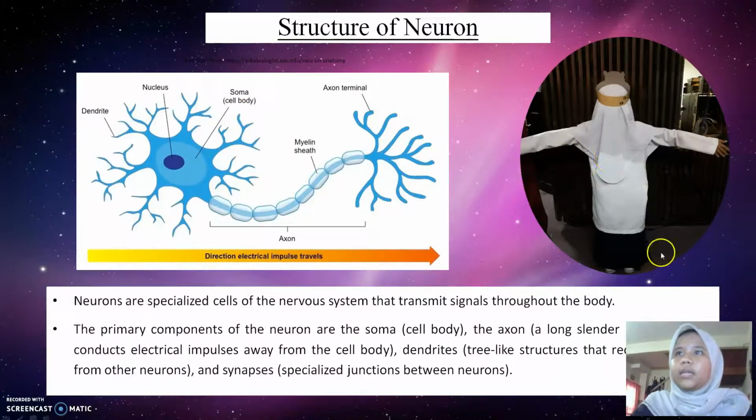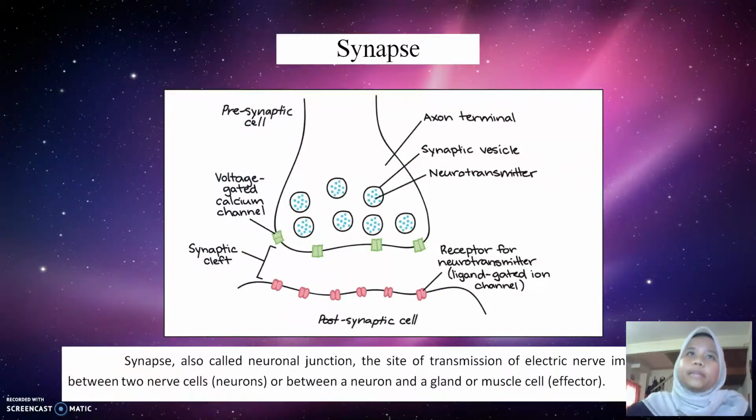So this is also the girl that I have chosen. I instructed the girl with the same instruction as the boy, to spread her arms. So this is the synapse. I will explain further how a neuron communicates with other neurons through the synapse.